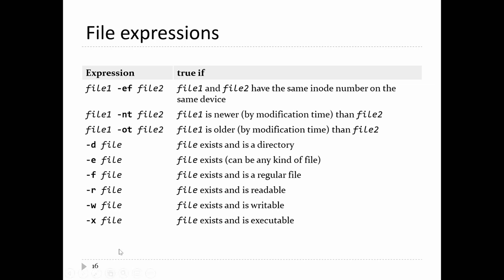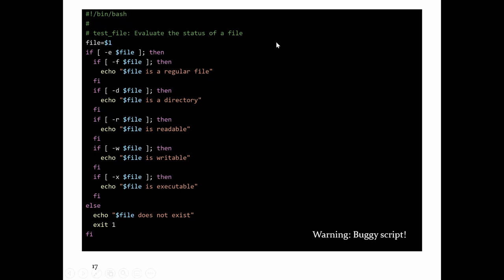All right, so how do you use these things? Let's take a look. Here's a program that tries to evaluate the status of a file. It's called test file. First thing it does is grab the first input argument, $1, and assign that to the variable file. Then, if square bracket, with a space after and before the square brackets, minus e $file, does the file exist? If the file doesn't exist, you pop down to the else and you echo file does not exist.